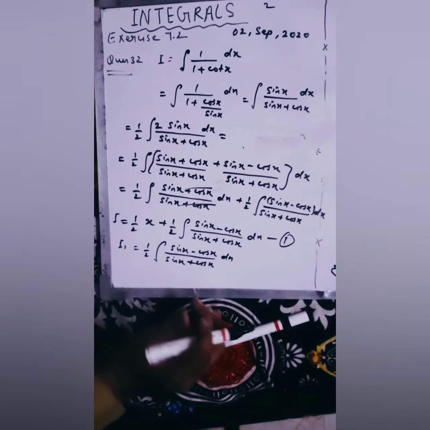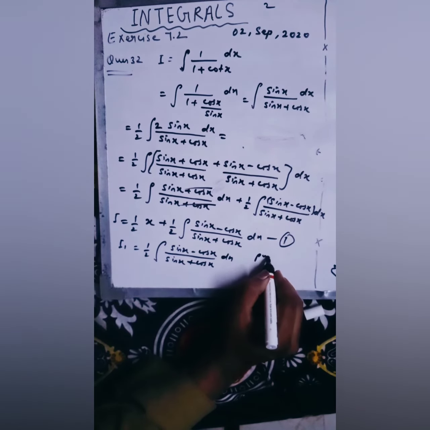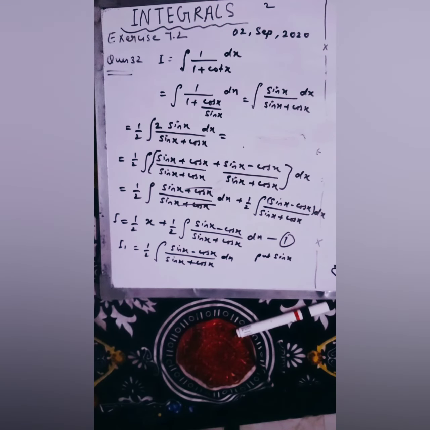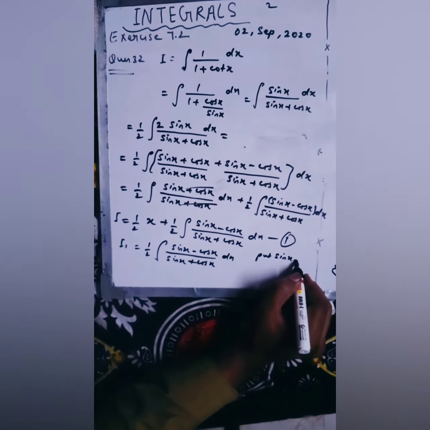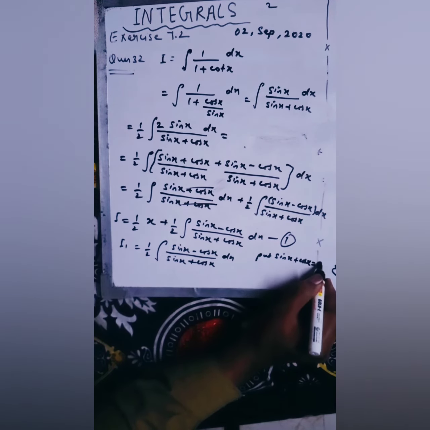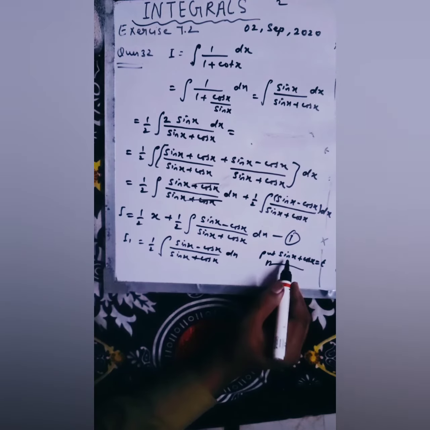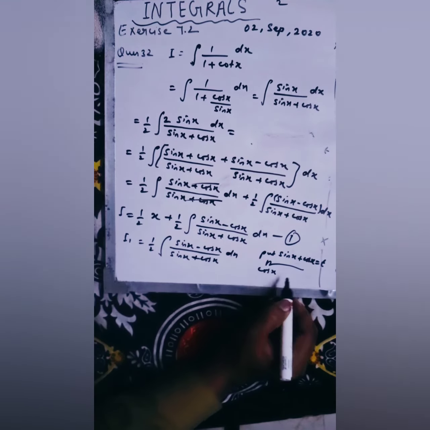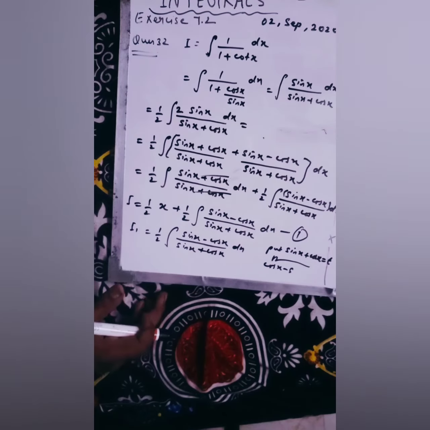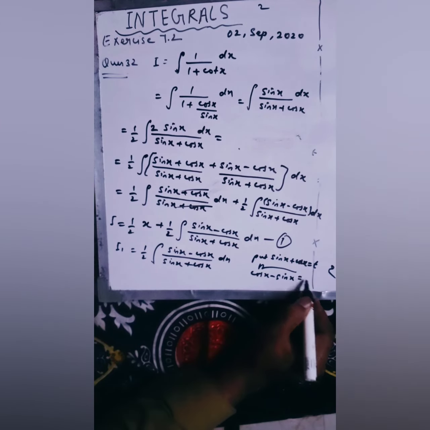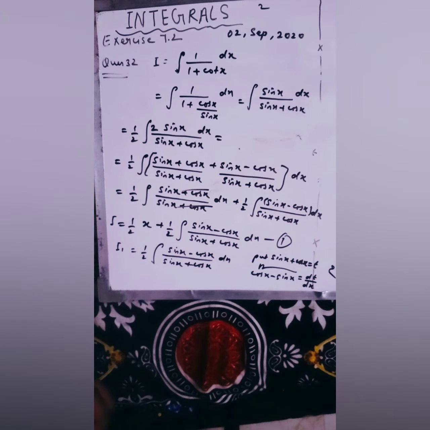So assume that this denominator is your t. So I'm putting sin x plus cos x equals t. Is it visible? Yeah, it is visible. Now you have to differentiate both sides, and you will get cos x minus sin x, just wait, that is equal to dt over dx. Got it?